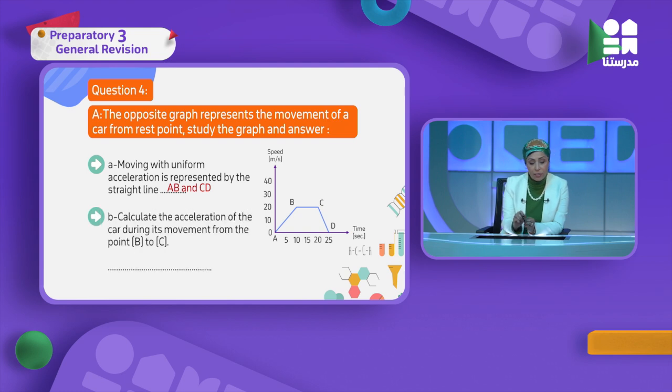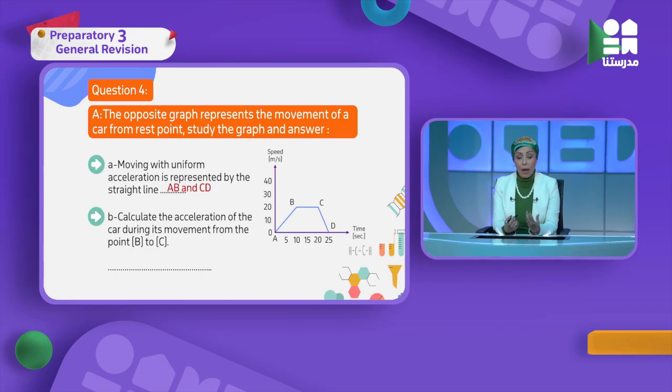The second question on this graph: calculate the acceleration of the car during its movement from point B to point C. Looking at the graph from B to C, I can analyze it and find a straight line parallel to the axis. In the graph between speed and time, parallel means zero acceleration. Of course it's right, very well. But to confirm my answer, let's do it together with calculations.